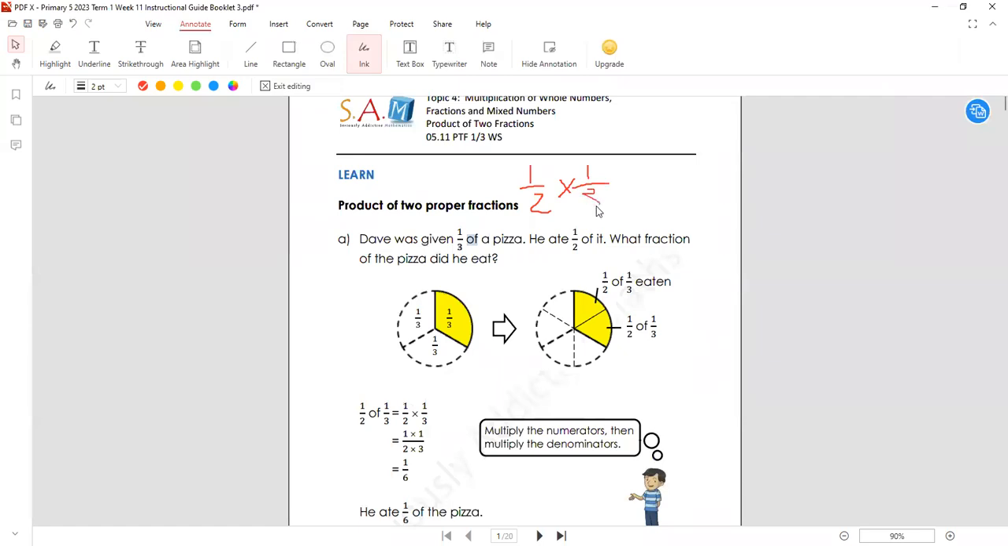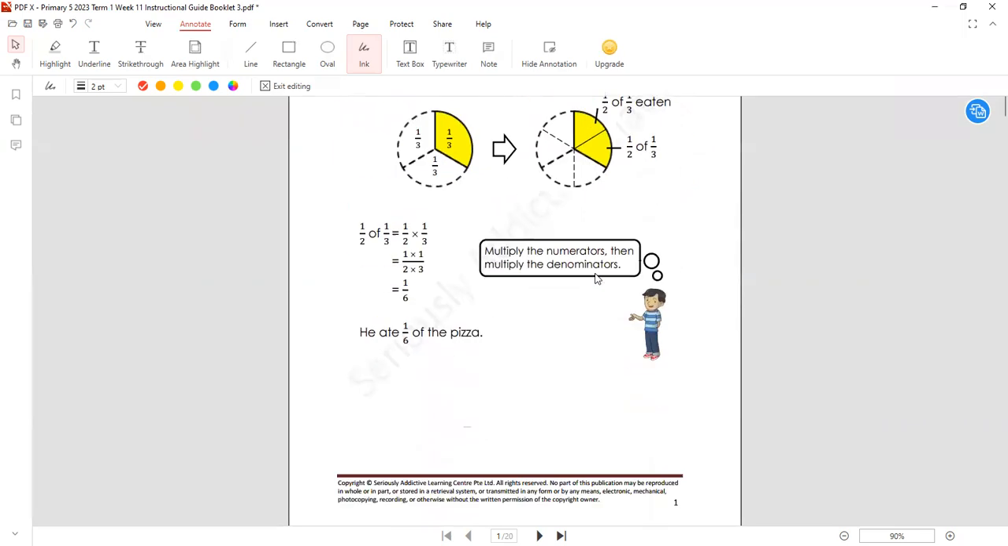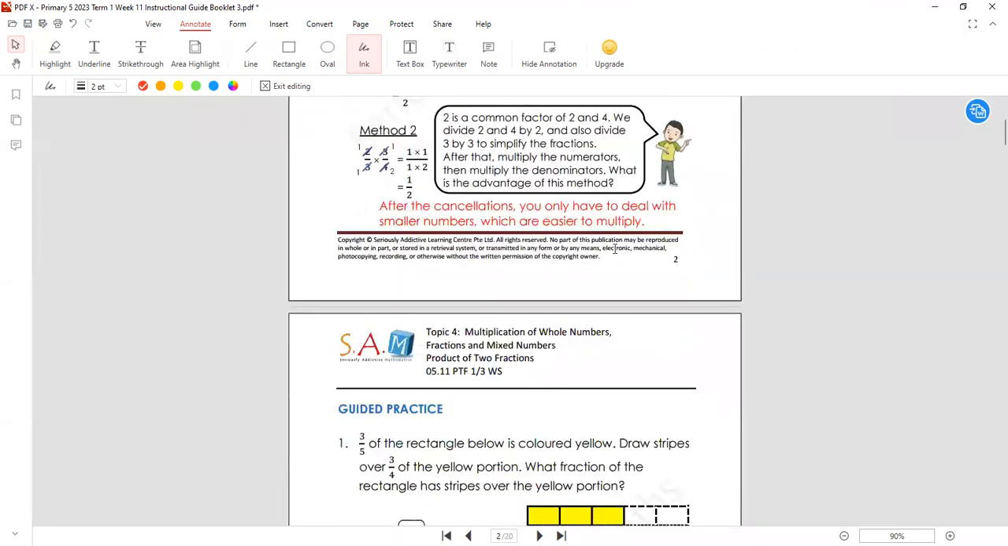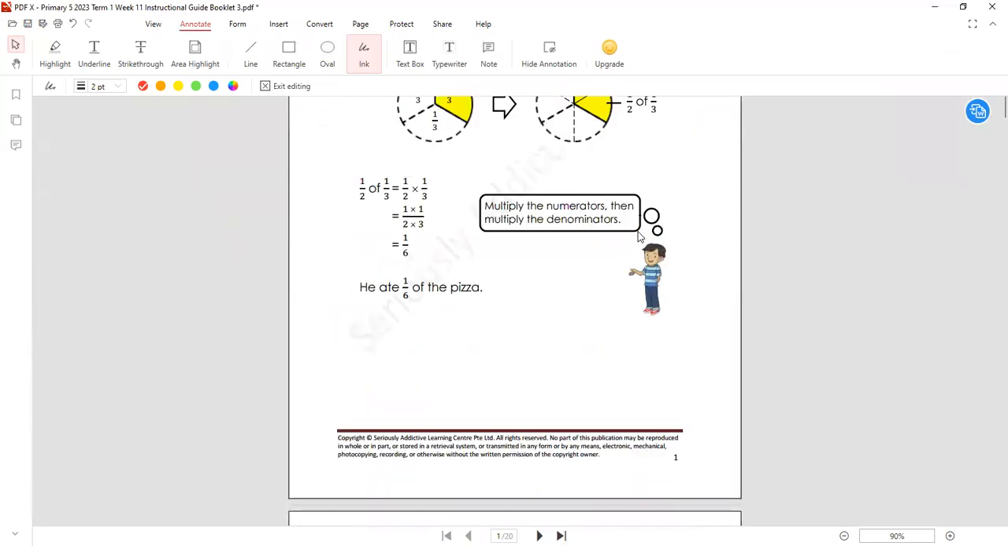And the same thing, right? If they can do division, diagonal cancellation or vertical cancellation, do it first, but in this case they can't. So basically it is numerator times numerator, 1 times 1 equals 1, denominator times denominator equals 6. So he ate, sorry, is it half? Yeah, it's 1 out of 6 of the pizza.